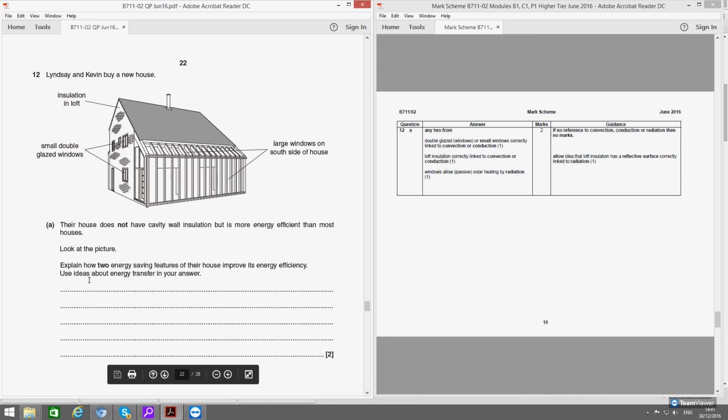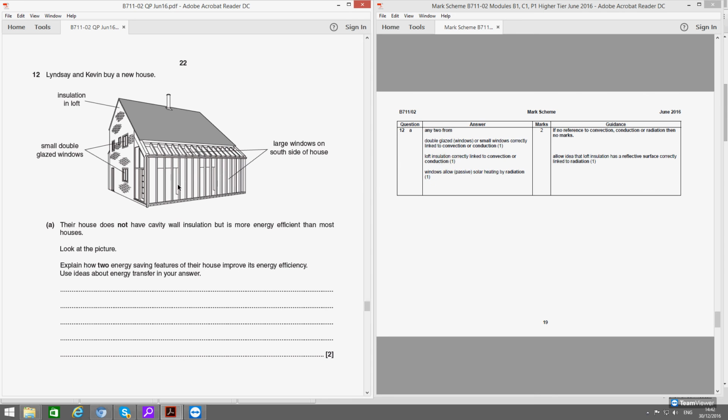So if we're looking over here, use ideas about energy transfer in your answer. When we're talking about loft insulation, it is correctly linked to convection or conduction. I've linked it to convection mainly, ladies and gentlemen, which is largely the flow of current to take heat out of the property. As soon as the air current combines with the solid part of the roof, conduction would take it outside. And we don't want that to happen. So that's why insulation in the loft is there to prevent that from occurring.